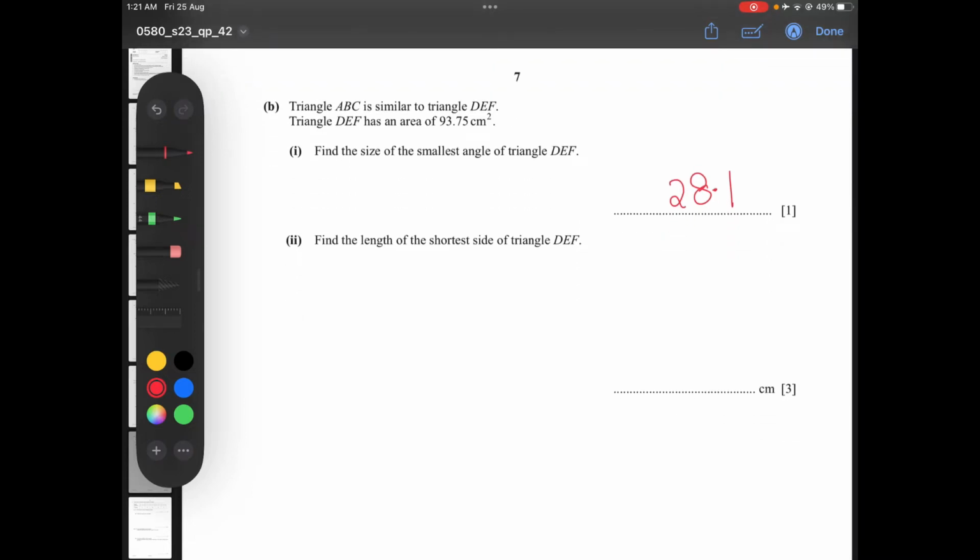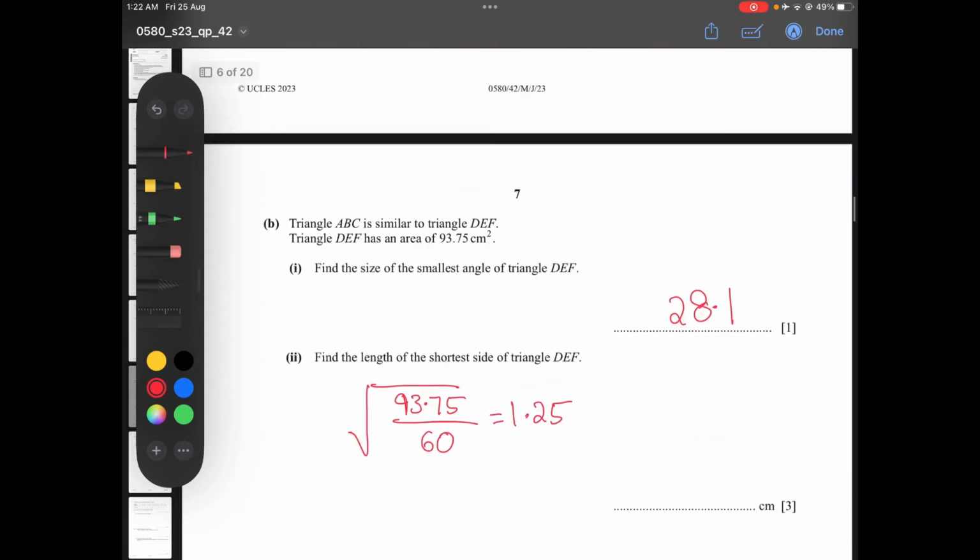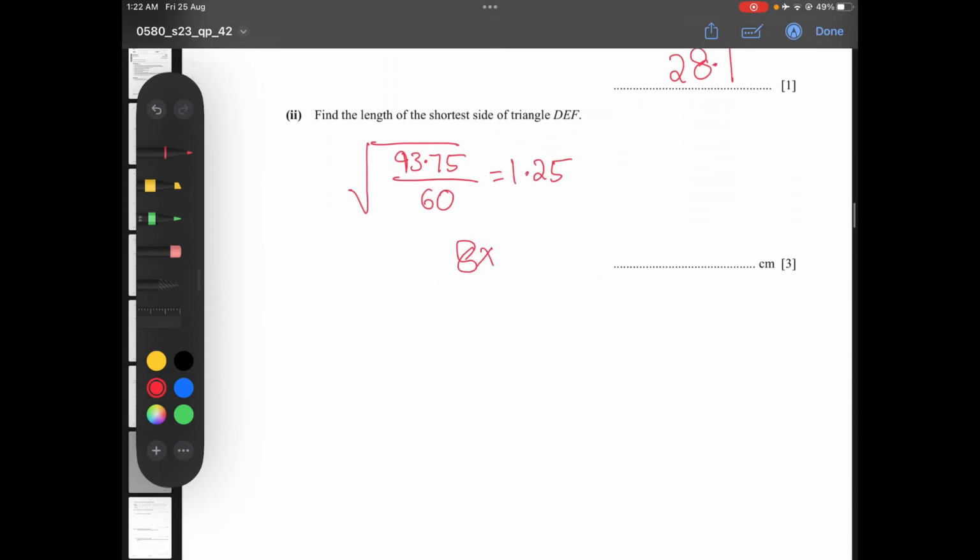Find the length of the shortest side. Now to find the length of the shortest side, you need to figure out the ratio, or the scale factor, between triangle DEF and triangle ABC. So you have the two areas given, 93.75 divided by 60, and we're square rooting it since it is for area. So the square root of 93.75 divided by 60 is basically 1.25. And so the shortest length in this one is basically this one, which is 8 cm. So 8 into 1.25 is 10. So 10 cm is the right answer.